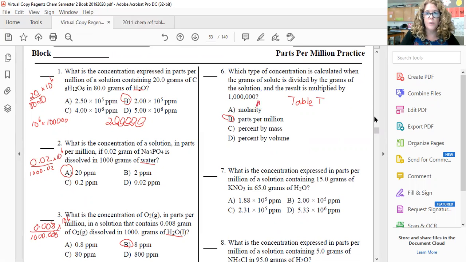Molarity is equal to moles over liters. Percent by mass is a percentage. It's not even a million. A percentage is times 100. And percent by volume, again, that's a percentage out of 100, not out of a million.